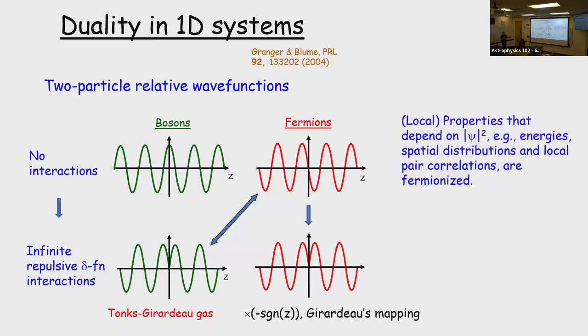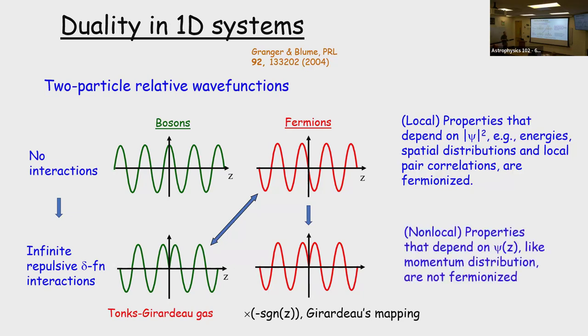And all properties that depend upon the wave function squared, whether you look at this or at this, are the same. So things like energies, spatial distributions, and pair correlations are all the same between the Tonks gas, with infinite delta function interaction, and the non-interacting fermions. But if you have non-local properties, like the momentum distribution, which depends on the correlation of the wave function at one point and another, you see that it's different. So fermionization in some situations is not a perfect mapping. Even with infinite interactions, bosons are not the same as fermions.